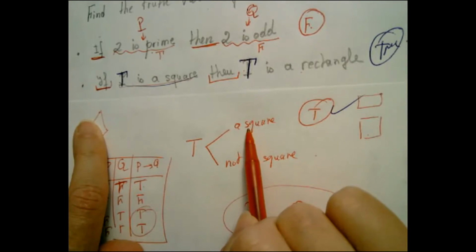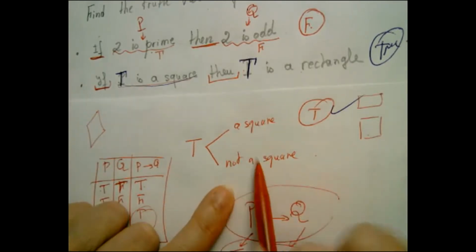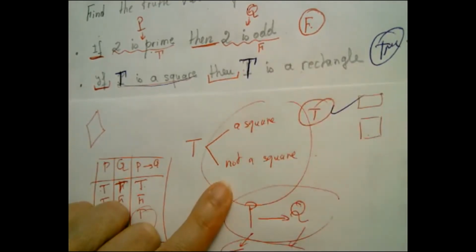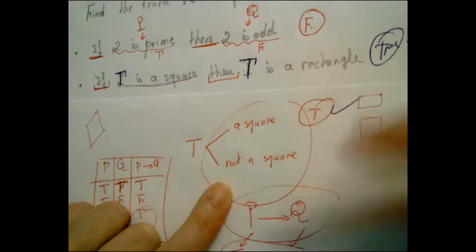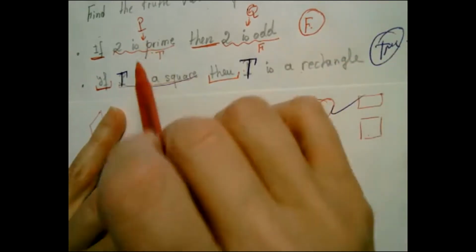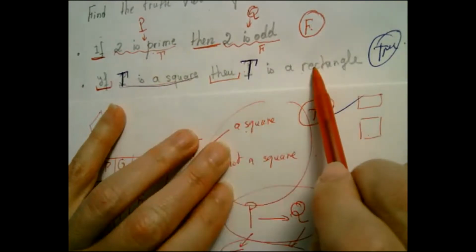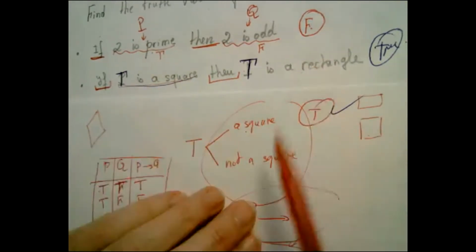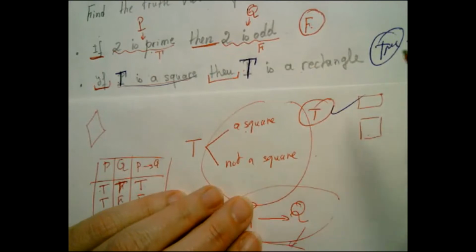A quadrilateral either is a square or is not a square. Am I correct? So I cover all my bases here. If it's a square, it means this is true, then this is true. No way out. If it's not a square, it doesn't have to be a rectangle.